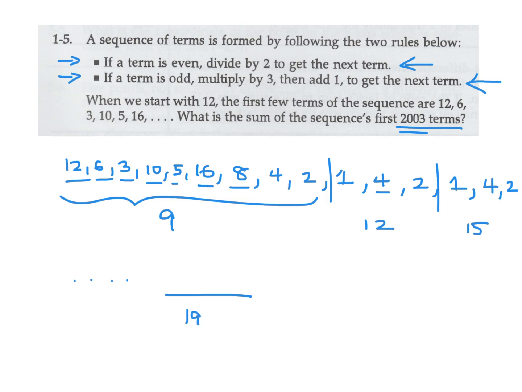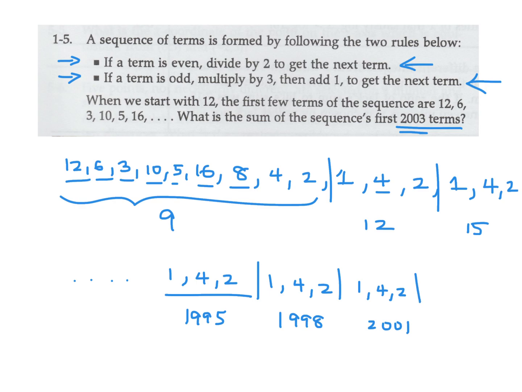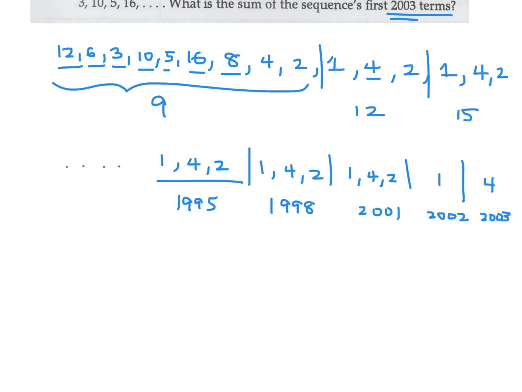So if we get up to 1995, well, again, we'll have the 1, the 4, the 2. And then the next 3 terms will be a 1, a 4, a 2. And then the next 3 terms goes to 2001, which will be a 1, a 4, and a 2. And then the 2002 term is a 1. The 2003 term is a 4. You got it? So I got to add all these up because they want the sum.